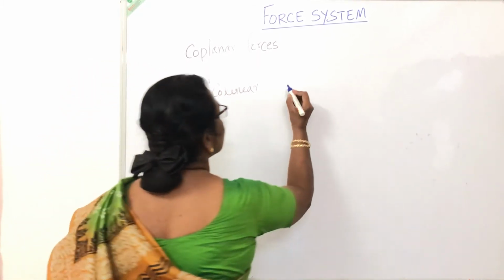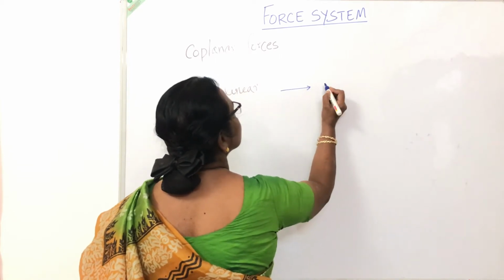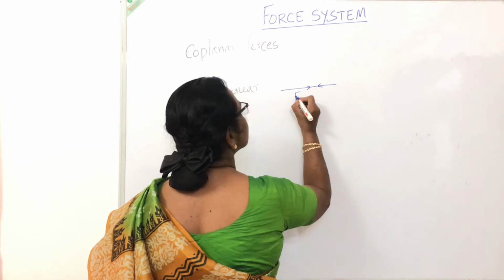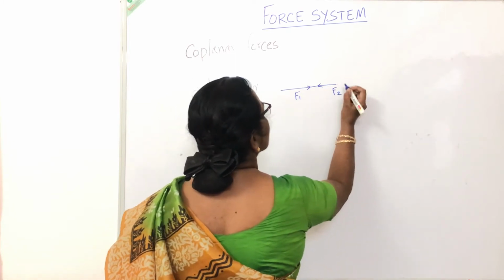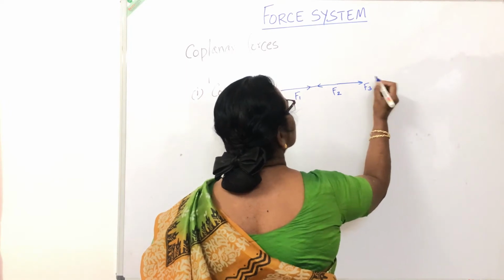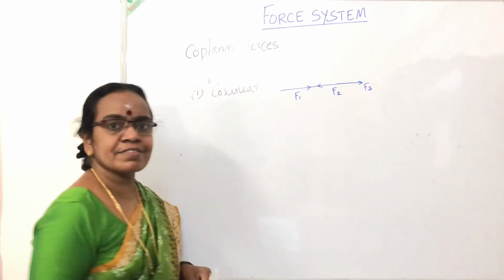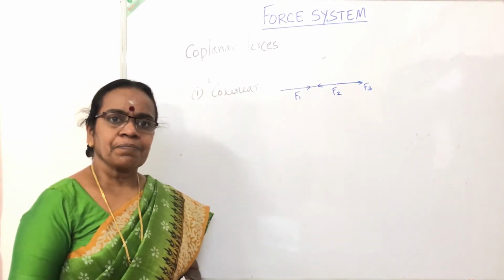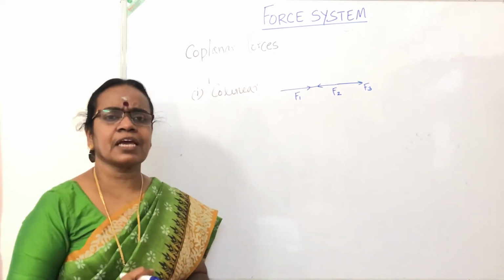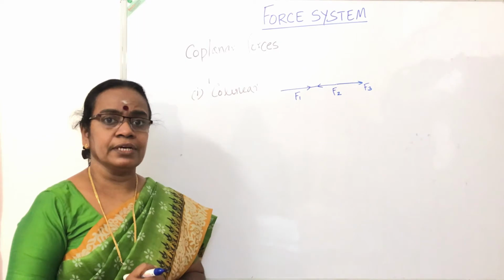Say there are three forces, F1, F2, and F3. If all the three, or any number of forces, are acting along the same line, we call it collinear.